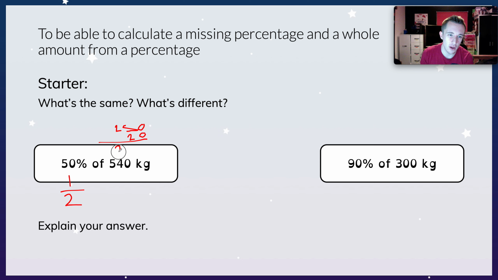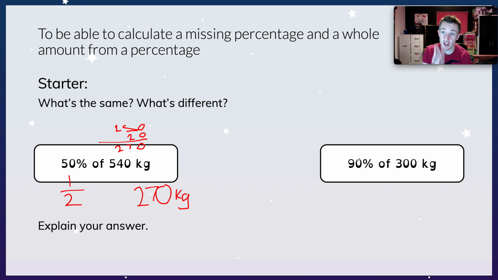So I'm going to add them together, which makes 270. If you notice there, to make it easier for myself, I split the number up. I did half of 500 and then half of 40. So the answer to this is 270 kilograms. Like so. Now this one here is 90% of 300 kilograms.